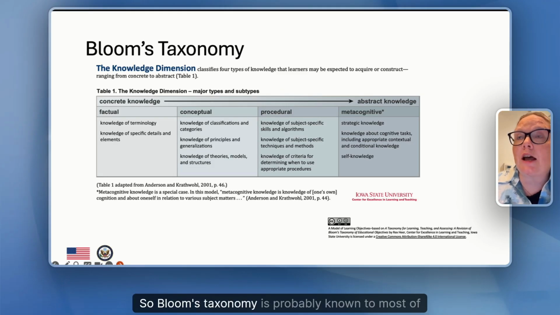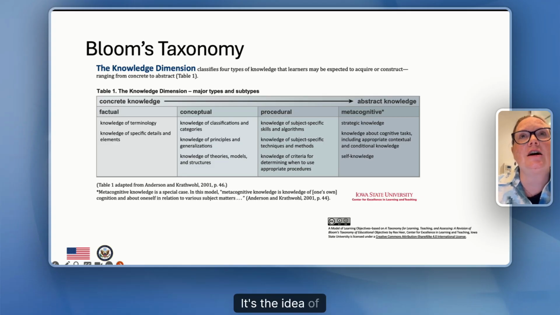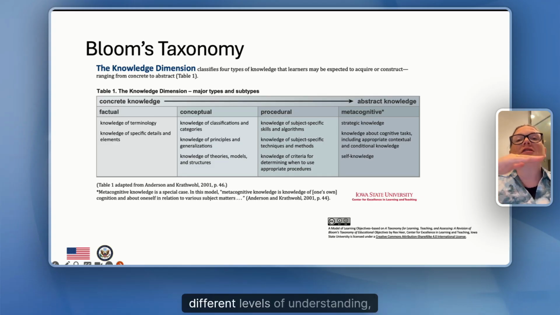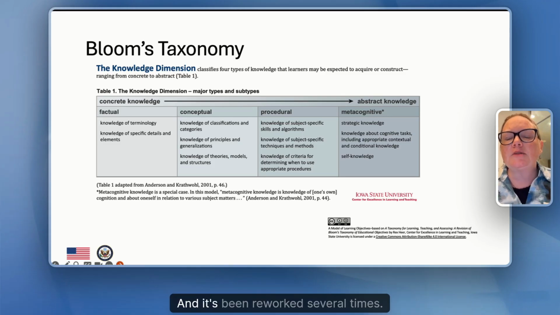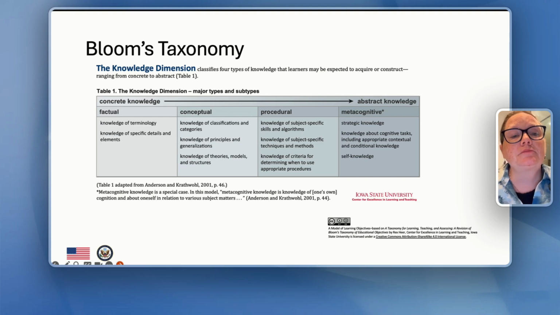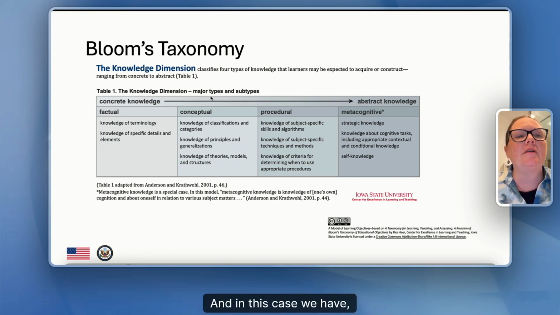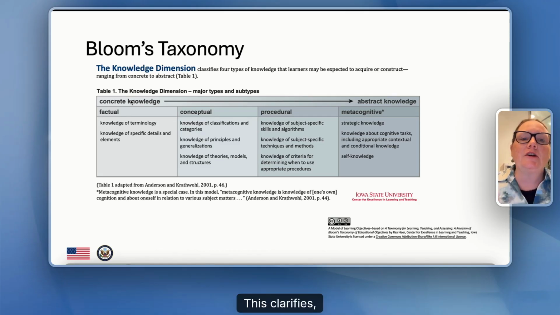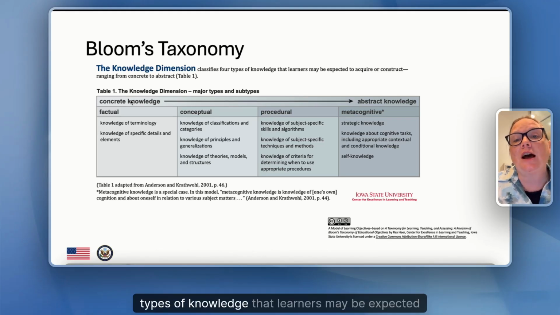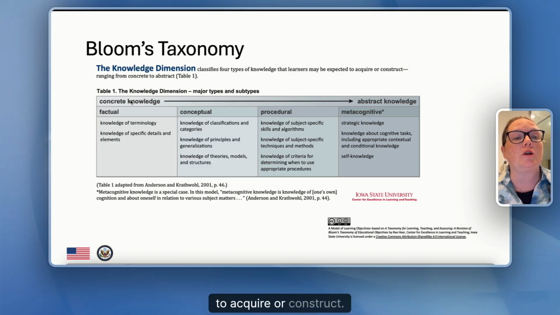So Bloom's taxonomy is probably known to most of you. It's the idea of different levels of understanding, different levels of knowledge. And it's been reworked several times. In this case, we have 2 different dimensions. The first one is the knowledge dimension, and this classifies 4 types of knowledge that learners may be expected to acquire or construct.